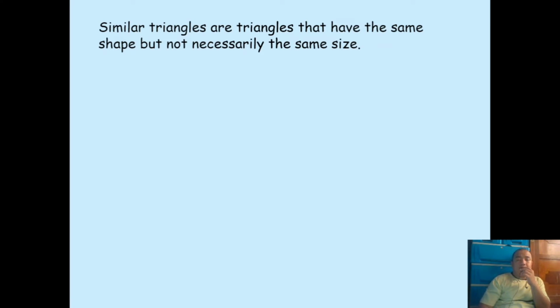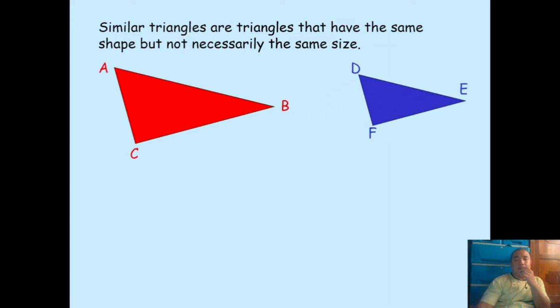Next. Similar triangles are triangles that have the same shape but not necessarily the same size. Here, triangle ABC is similar to triangle DEF. This symbol is what we call the symbol of similarity, the wave sign. As you can see, between the two triangles, they do not have the same size. Triangle ABC is bigger than triangle DEF, but they have the same shape. I think both are right triangles, so they are what we call similar triangles.